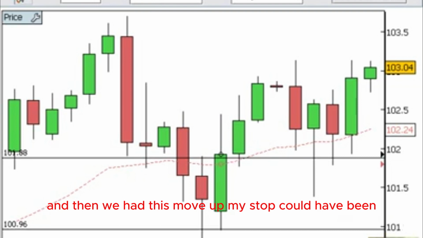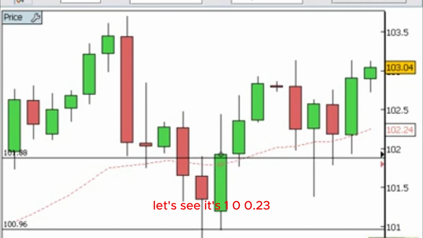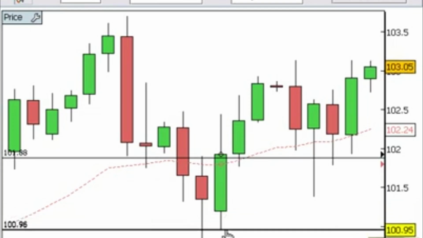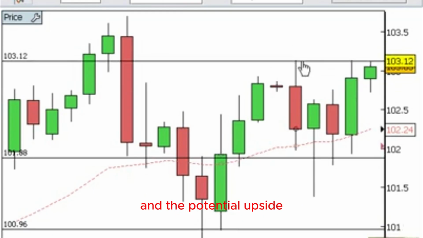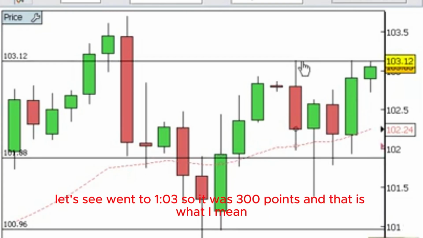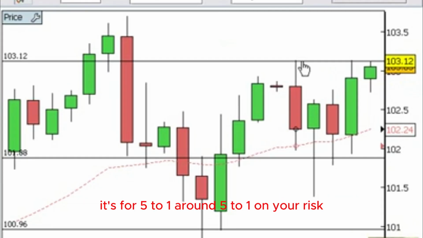My stop could have been, let's see, it's 100.23 and 100.95. So the stop would have been around 70 to 75 points, and the potential upside, well, let's see, it went to 103, so it was 300 points. And that is around 5 to 1 on your risk.